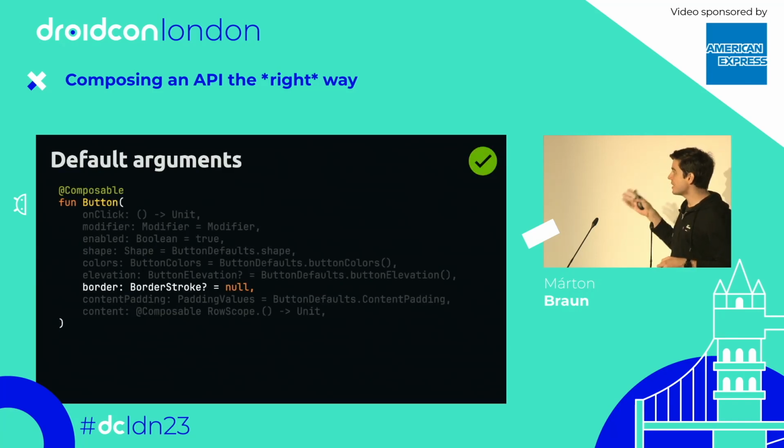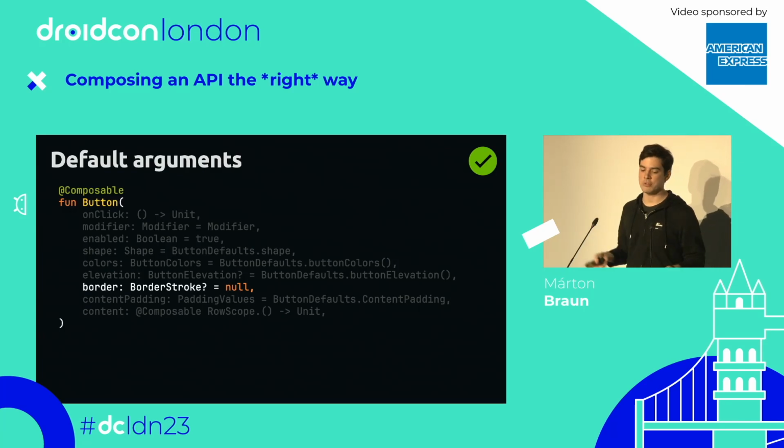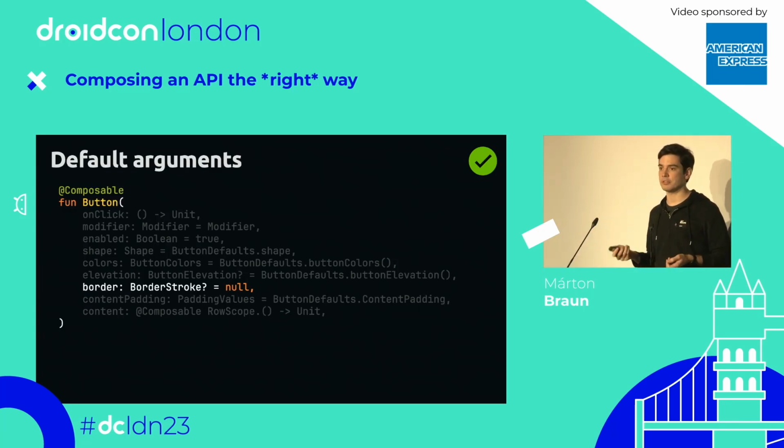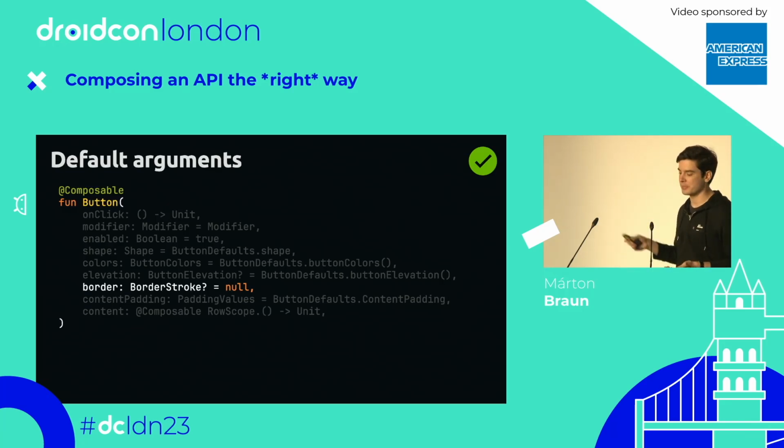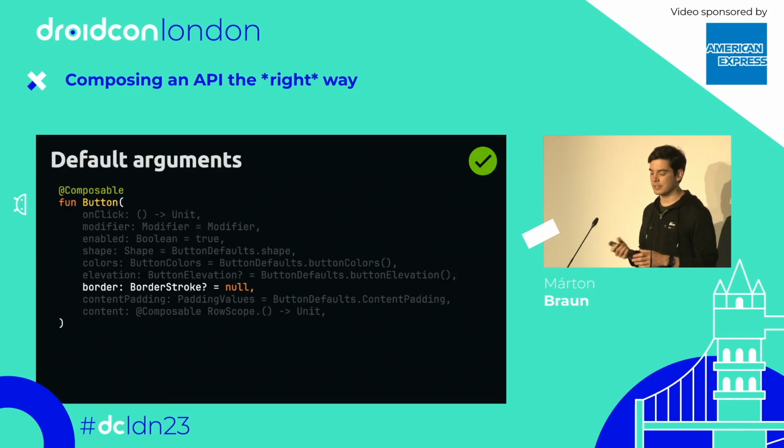But you can still use null in cases where it has the original meaning of null, where it means an absence of value. For example, if we take a look at the button composable, that uses null as the default border. And in this case, null really means that the button should just have no border. So in this case, it has the appropriate meaning, and this is a good use for a null value in default arguments.